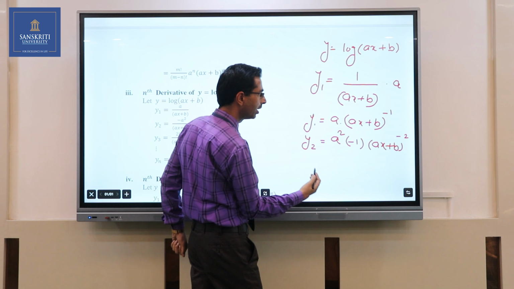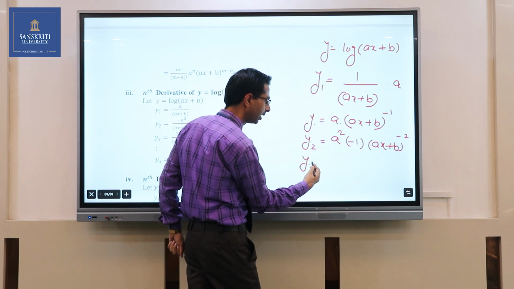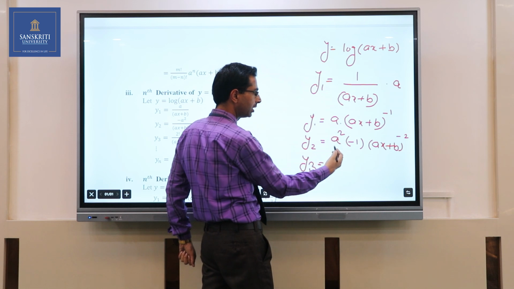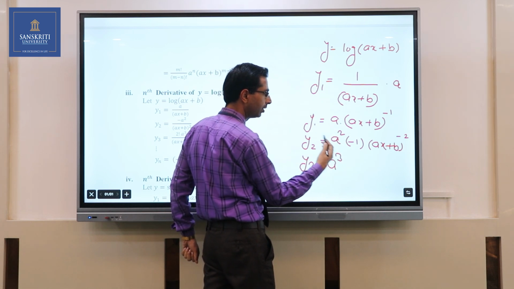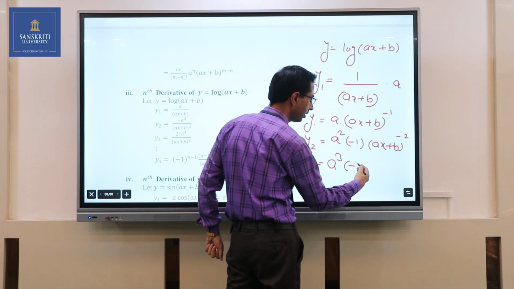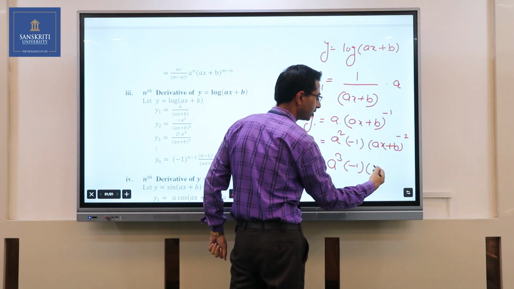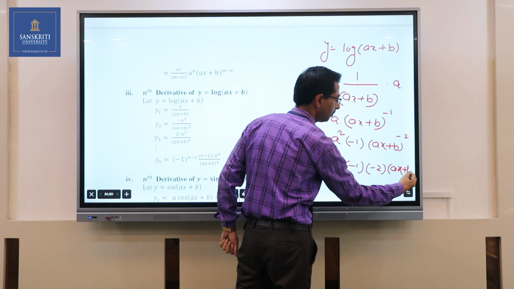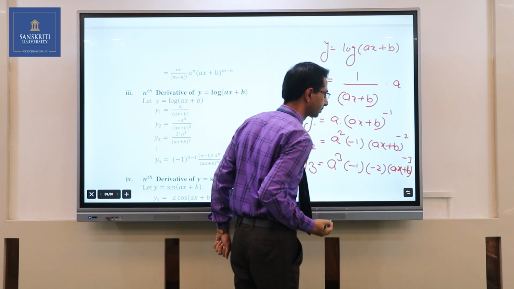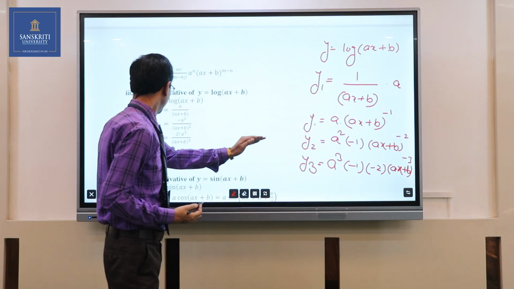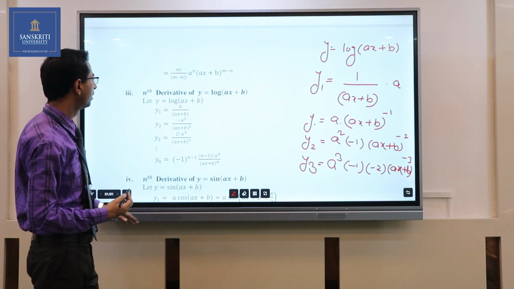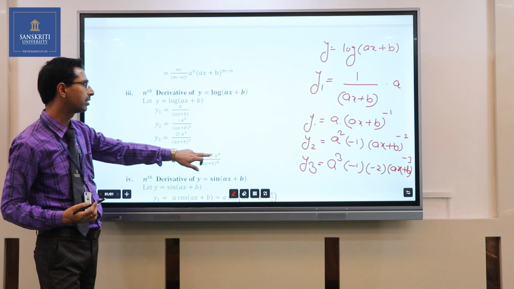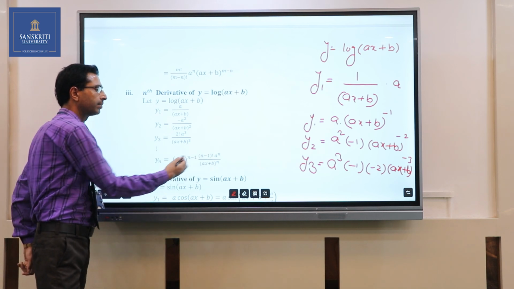Now we find the third derivative y3. Similarly, a square and a, we get a cube, and then minus 1 and minus 2, and then (ax plus b) to the power minus 3. Okay, so in the last we find the value of yn. yn is equal to minus 1 to the power n minus 1, n minus 1 factorial, a to the power n upon (ax plus b) to the power n.